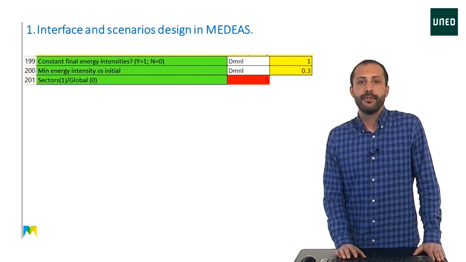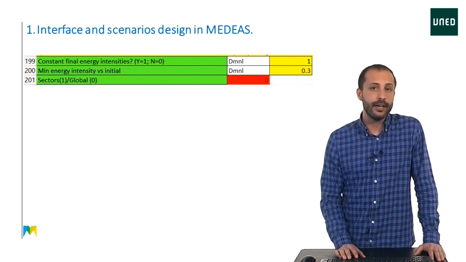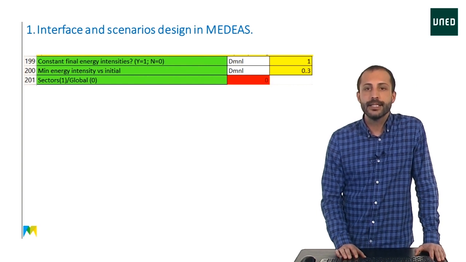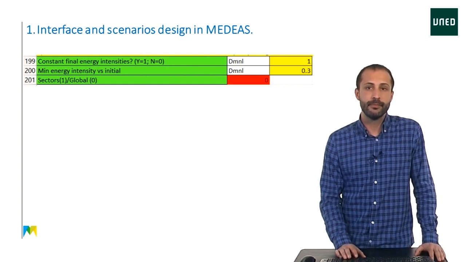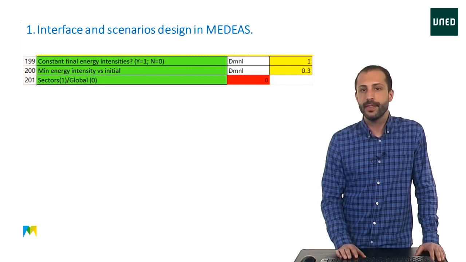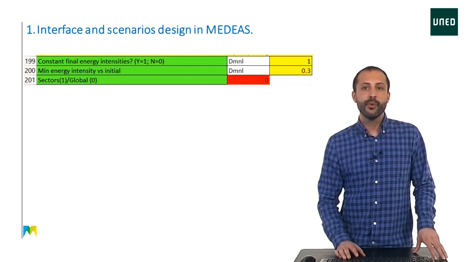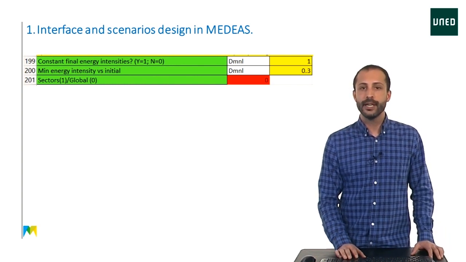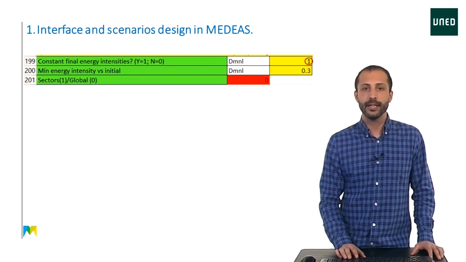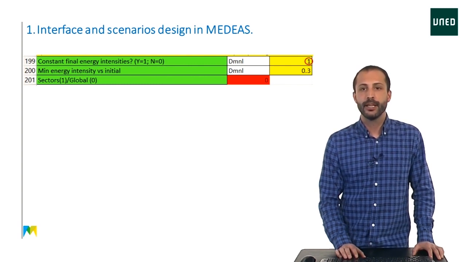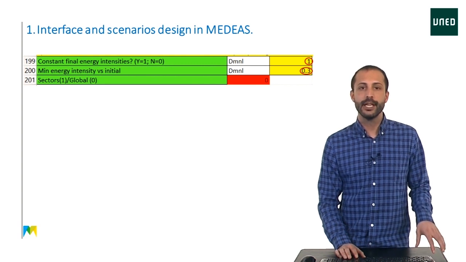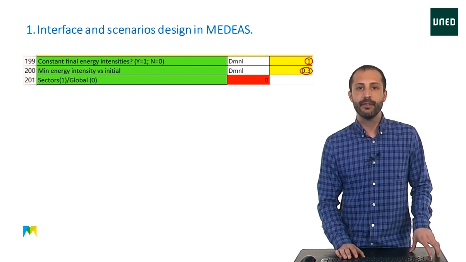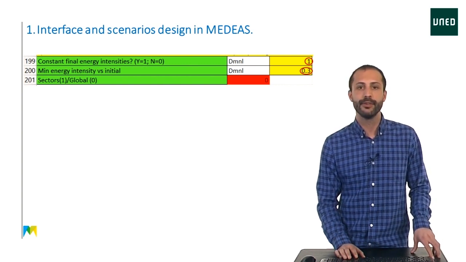More options. If you scroll down to row 199, you will find the energy intensity options. Energy intensity is trickier than this, but just to make it simple, we will only play with these values. If you don't want the energy intensity to decrease, or in other words, you want no energy efficiency gains, put a 1, otherwise a 0. Here, you can set how low the energy intensity can go. In this case, we are imposing a minimum of 30% of its initial value.